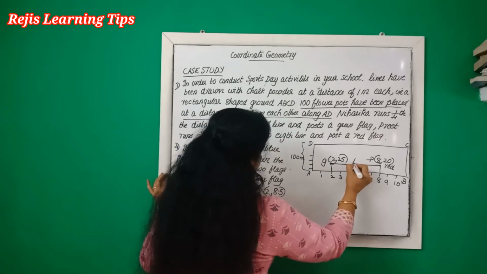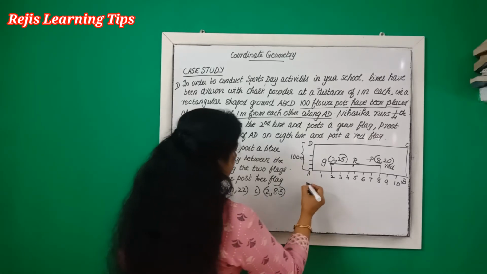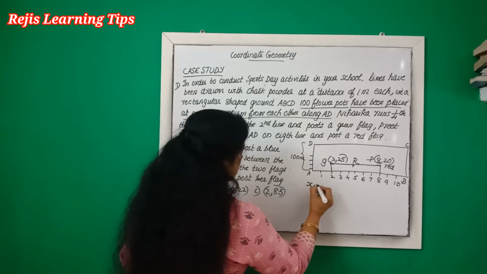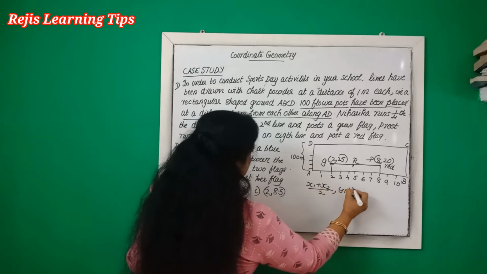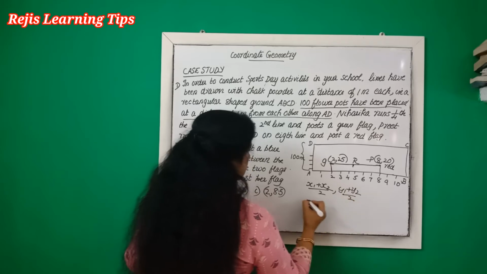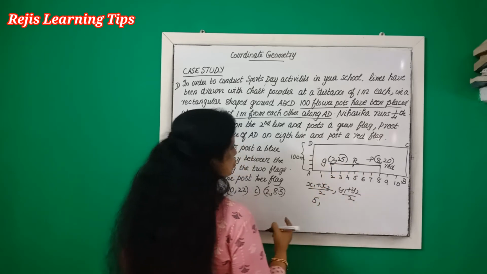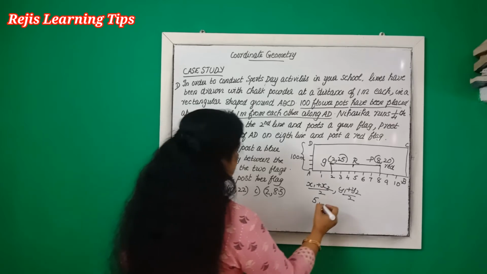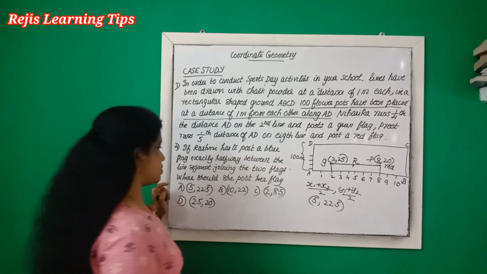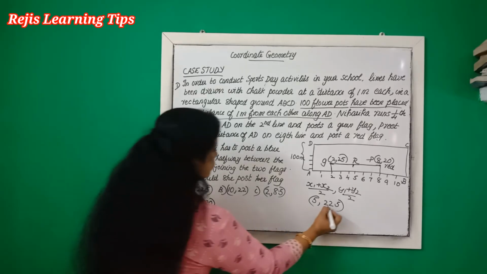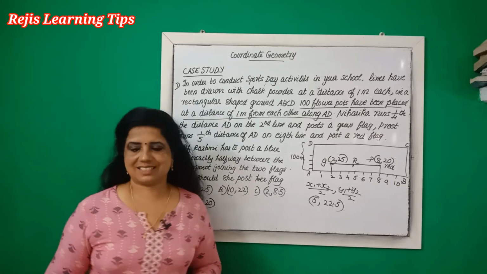So this point is R, so we should find the midpoint of GP, that is (x1 plus x2) by 2, then (y1 plus y2) by 2. That is 2 plus 8, 10 by 2, that is 5, then 25 plus 20 that is 45, 45 by 2 that is 22.5. So our option is (5, 22.5), option A. Then next.